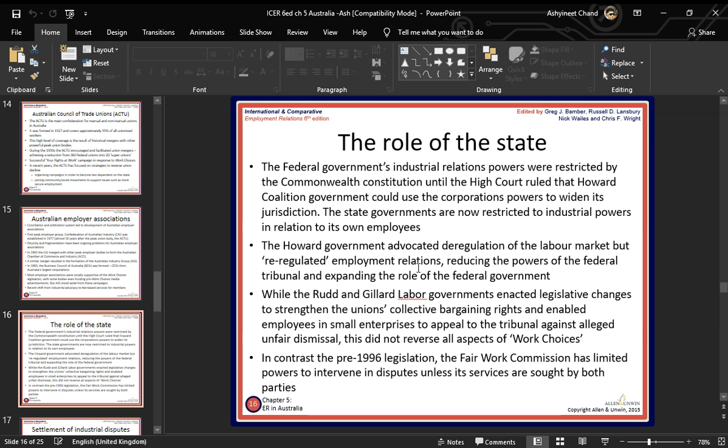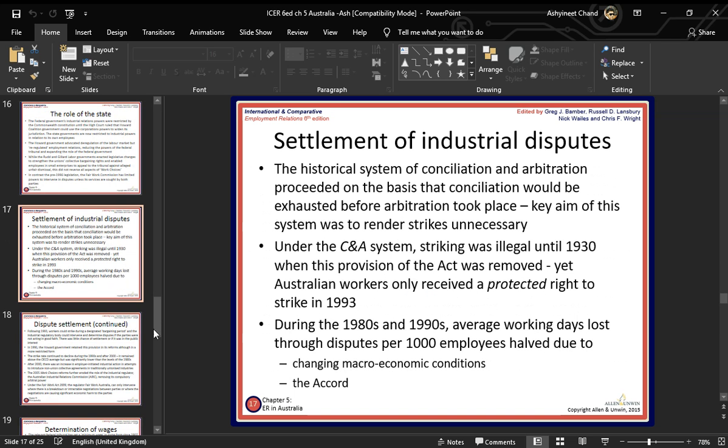While the Rudd and Gillard Labor governments enacted legislative changes to strengthen union collective bargaining rights and enabled employees in small enterprises to appeal to the tribunal against alleged unfair dismissal, this did not reverse all aspects of Work Choices. In contrast to the pre-1996 legislation, the Fair Work Commission has limited powers to intervene in disputes unless its services are sought by both parties. So that's about the government. We have seen a lot about the government in the legislation bit, isn't it?